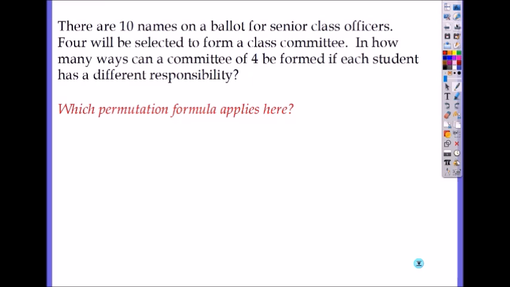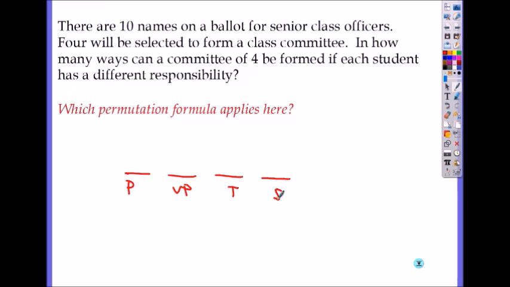So for this case, does the order matter or not? If you're going to pick 4 out of 10, but this is president, vice president, treasurer, secretary. Would the order of picking 4 matter or not? Yes. One being a president is different than that person being a vice president, right? So for this case, the order matters, so we use permutation. And how many are we choosing from? 10. We're choosing 4 from 10.